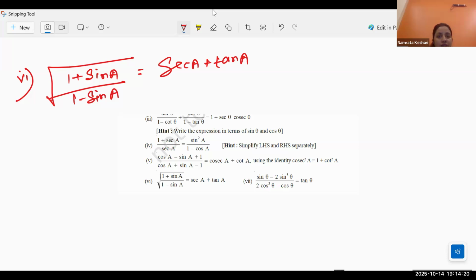We will be taking the left hand side. And after looking at this left hand side, I can see on the right side, there is no square root.